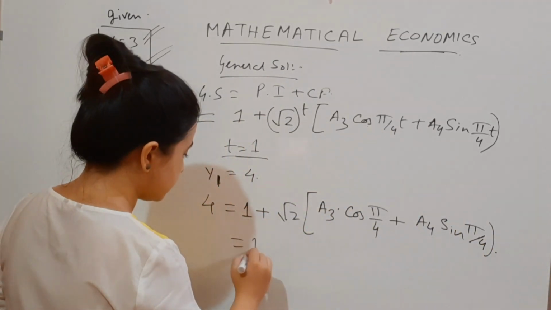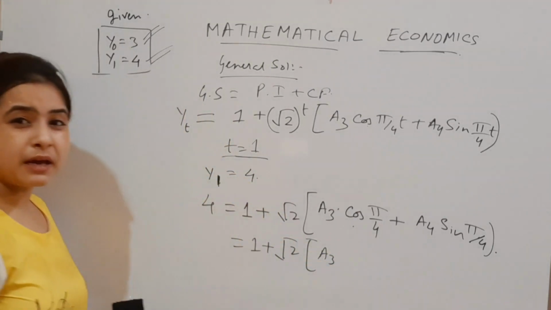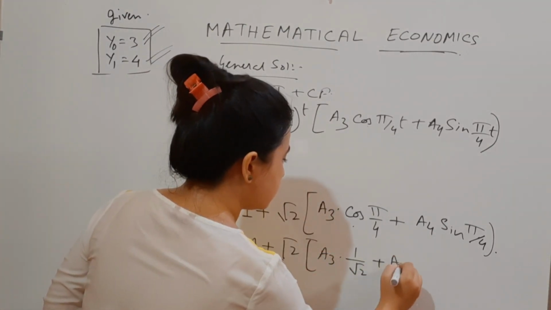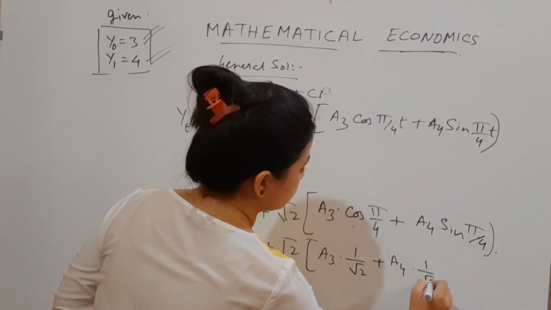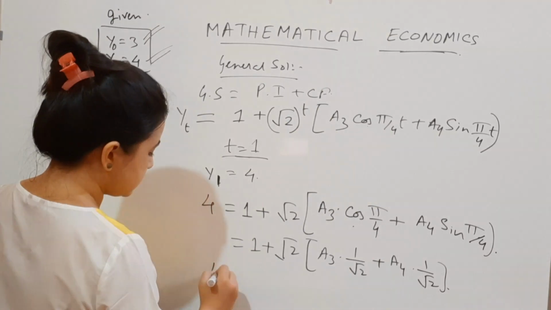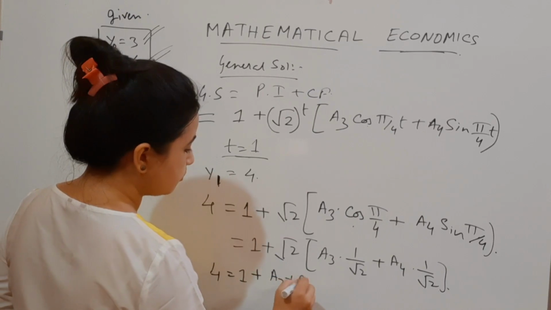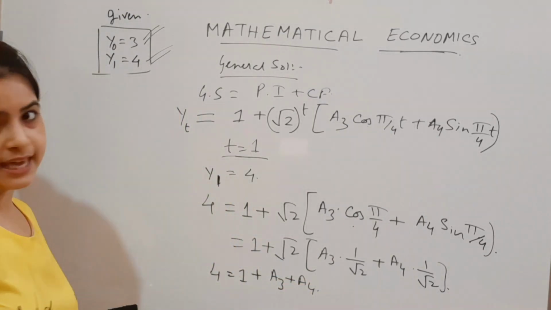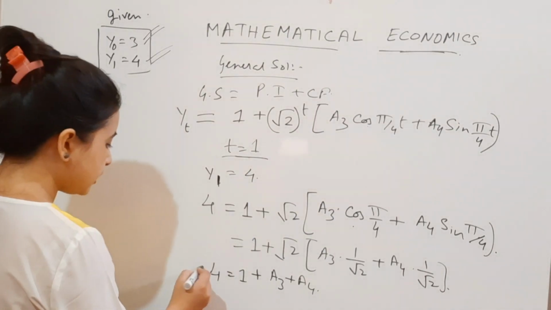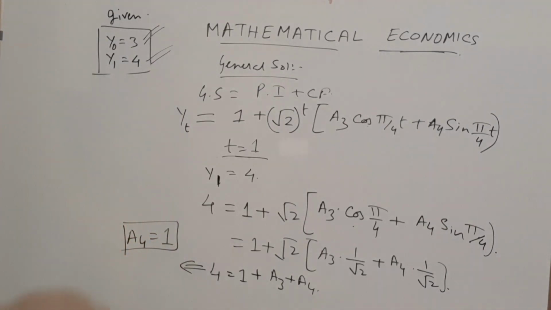Okay, let's solve it. So here is 1 and root 2. What is cos pi by 4? It is 1 by root 2. And sine pi by 4 is also 1 by root 2. But root 2 is here, so it gets cancelled out. Ultimately, what is it? 4 equal to 1 plus a3 plus a4. We know the value of a3, right? We only have to find out the value of a4. So, if you just solve it, you will find the value of a4 to be equal to 1.